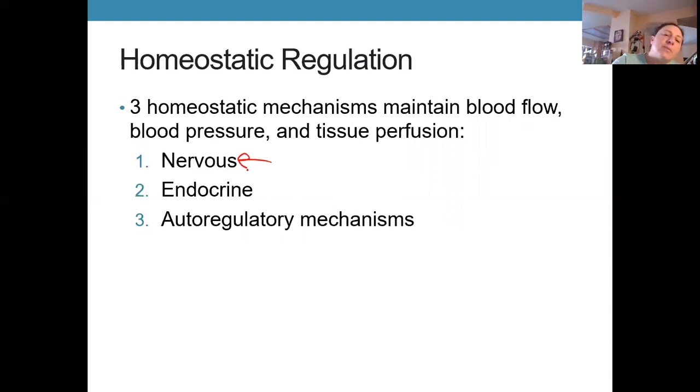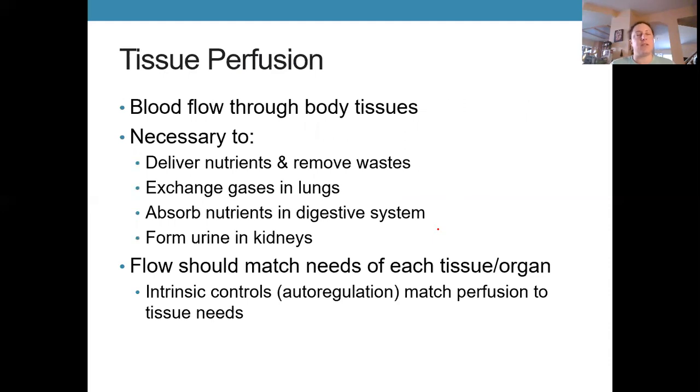So we have nervous system input, endocrine system input, and then autoregulatory mechanisms, which refer to local things that the blood vessels can do to regulate themselves, or that the tissues do. So tissue perfusion refers to how much blood is flowing through the body tissues. And we always want enough blood flowing through that it's effectively delivering nutrients and removing wastes, effectively exchanging gases when we're in the lungs.